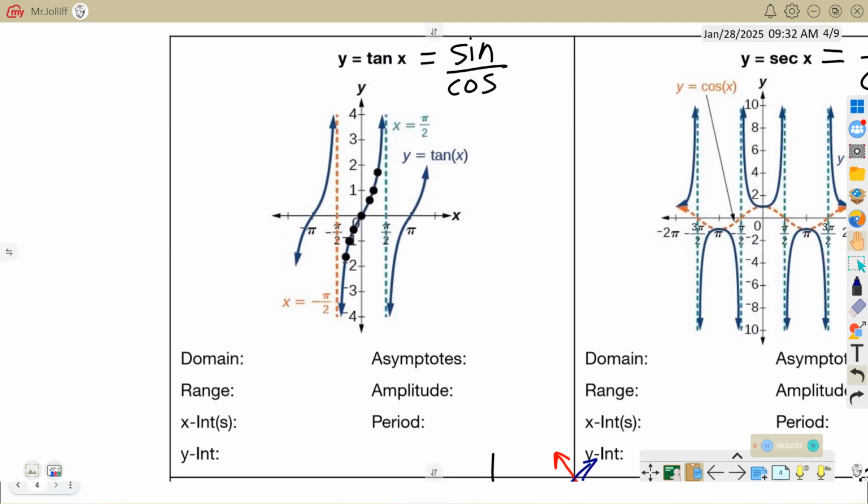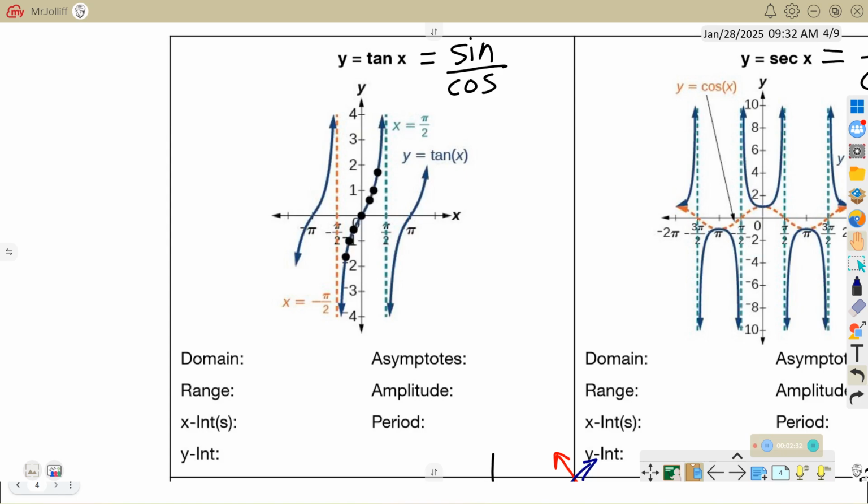So starting in that first box. So we can see tangent. He looks a little weird. The first thing I see is a whole bunch of those dotted vertical lines where the graph doesn't exist. What are those called? Asymptotes. One of my favorite math words. It's fun to say, asymptotes. So why are we getting asymptotes?